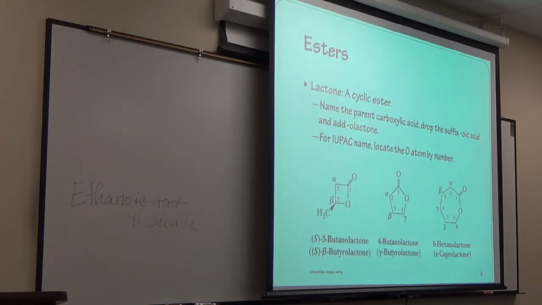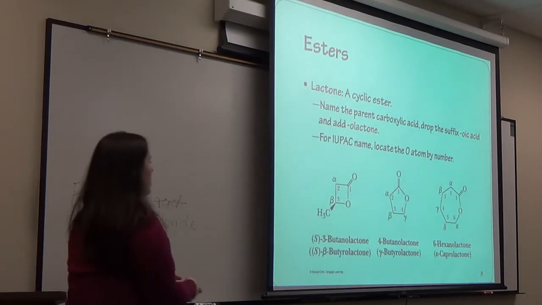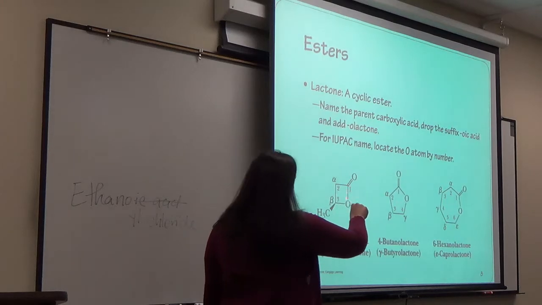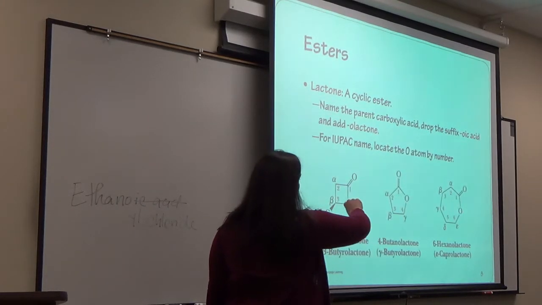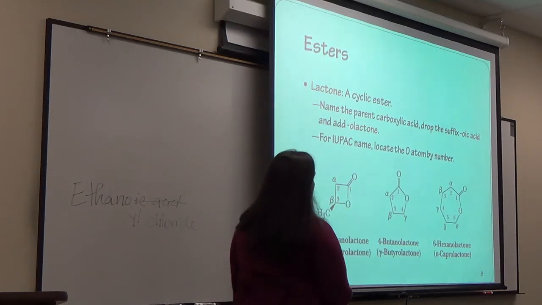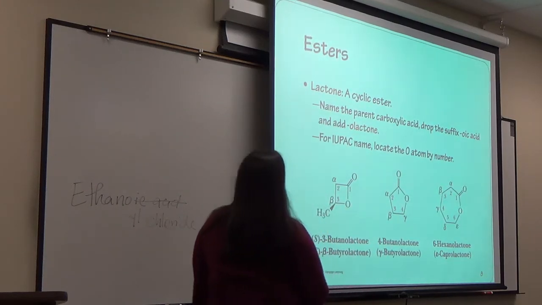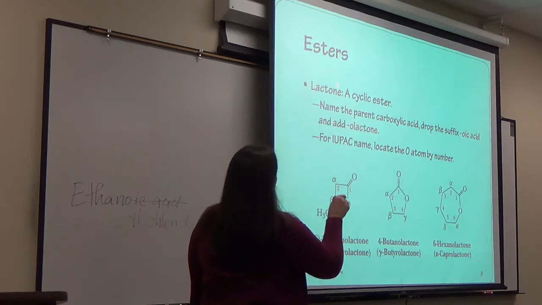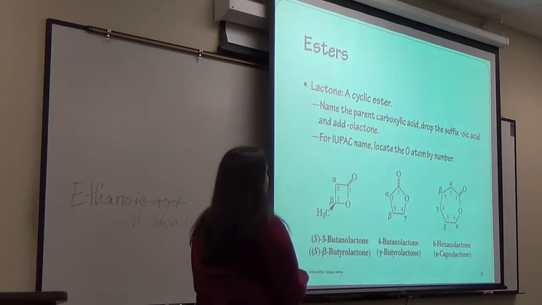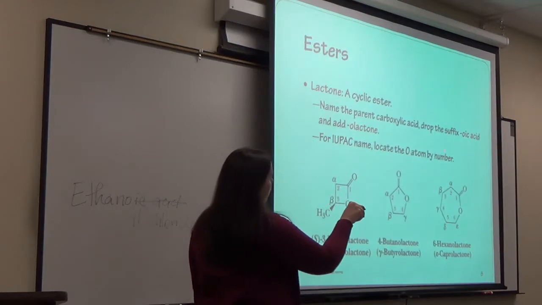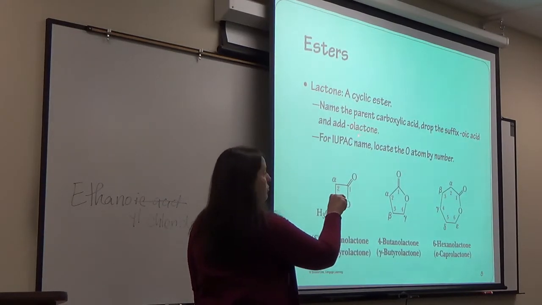And then esters can also be cyclic, so again, you see the acyl here next to the O, but they came together as part of the same structure. Okay, so you had an acid and an alcohol. And so these are called lactones. Okay, so cyclic esters. And so for the naming, you're going to drop -oic acid and add -olactone.